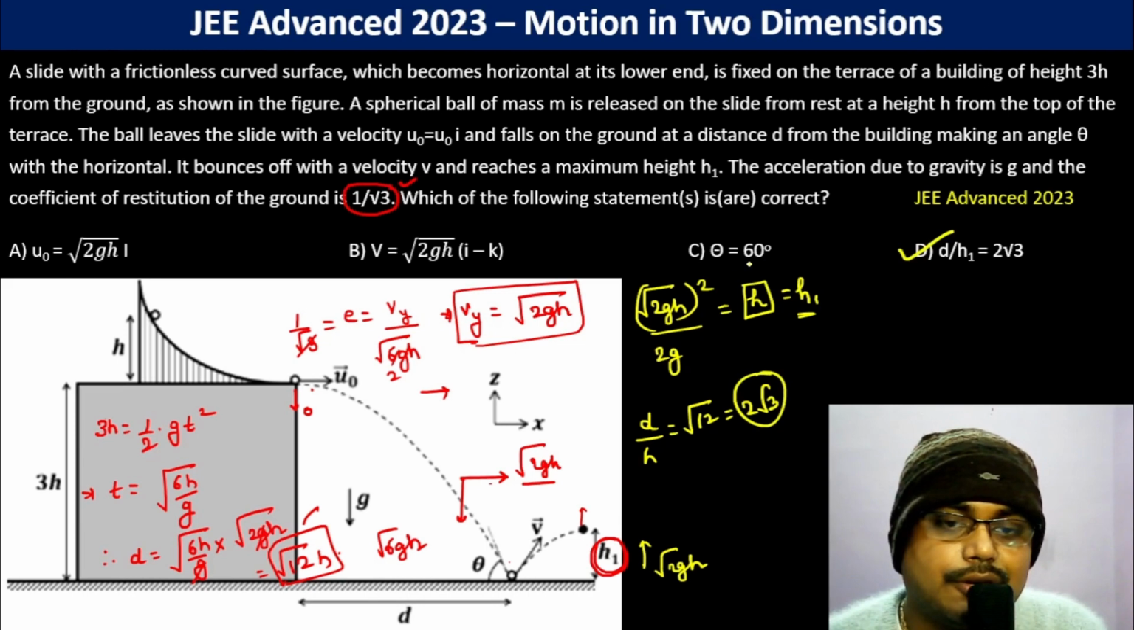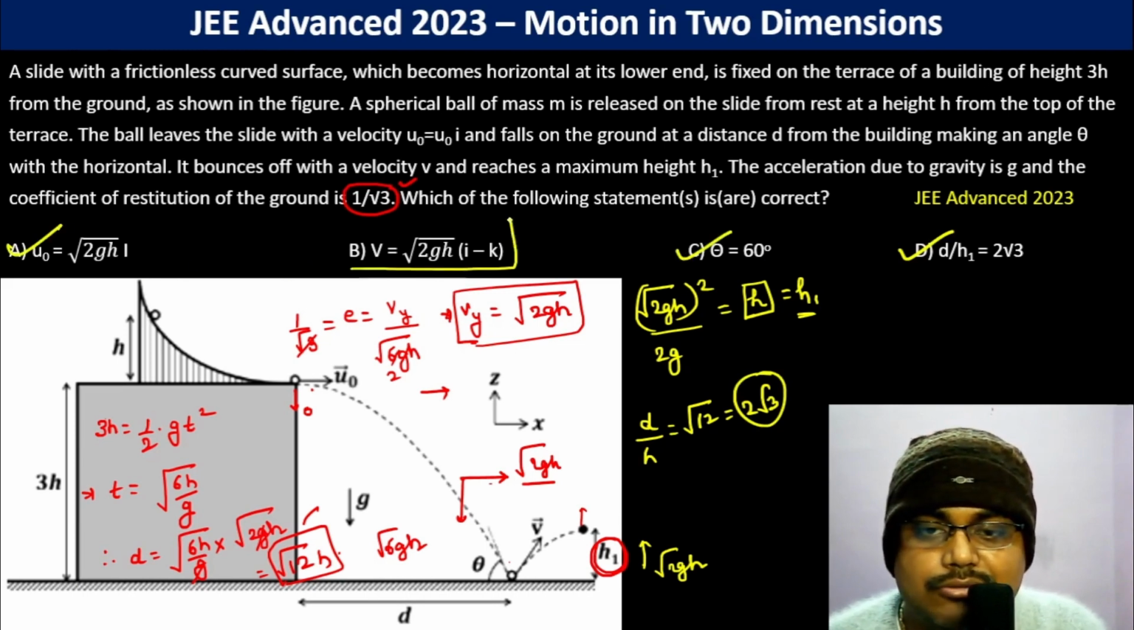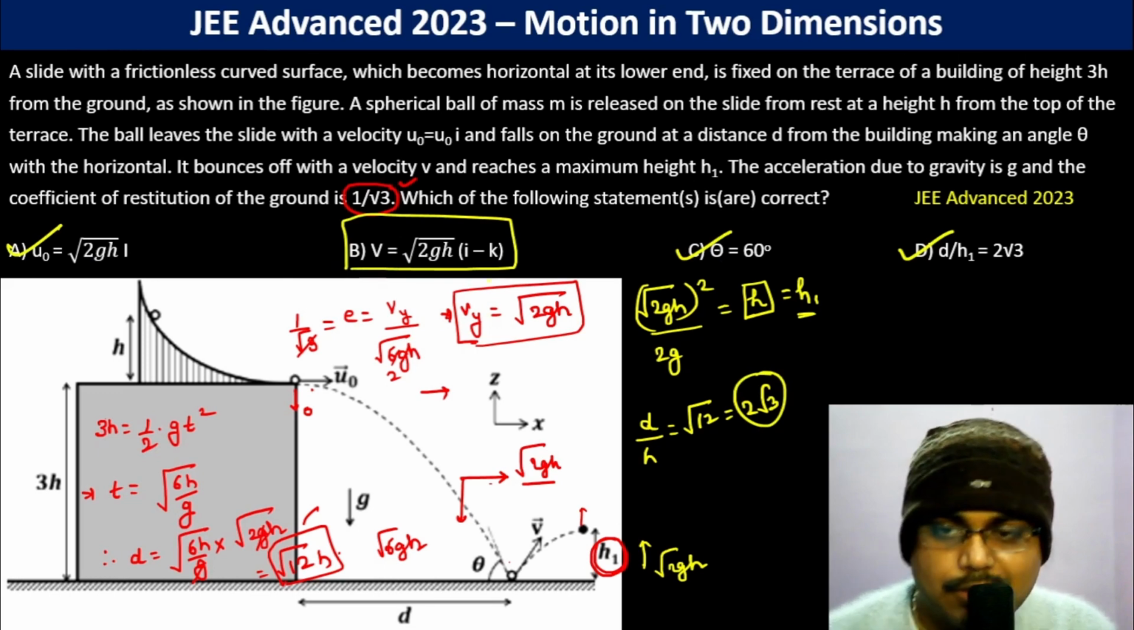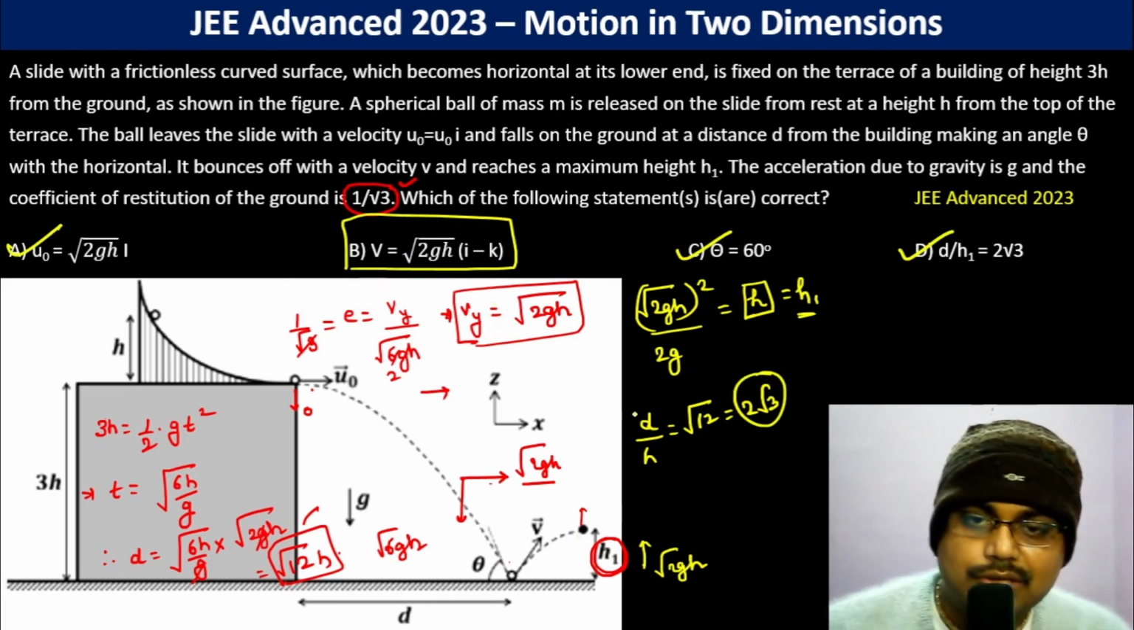So yes, this is also correct. This is correct, this is correct, this one you had already found correct. And what is this? V, k. Okay, we have to write k.